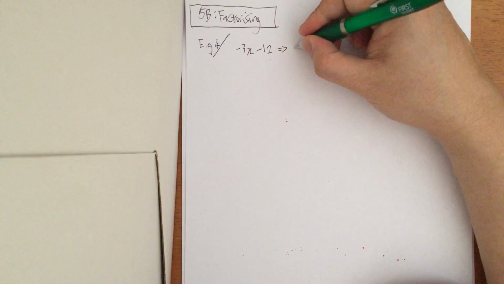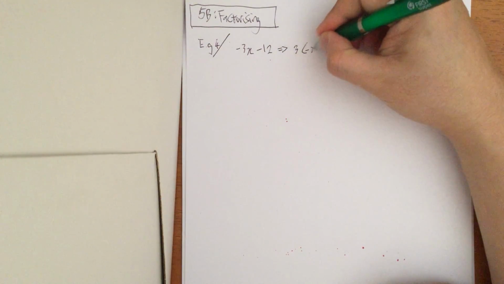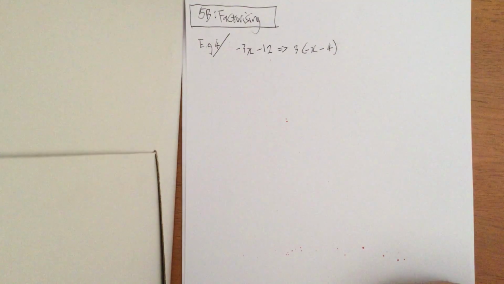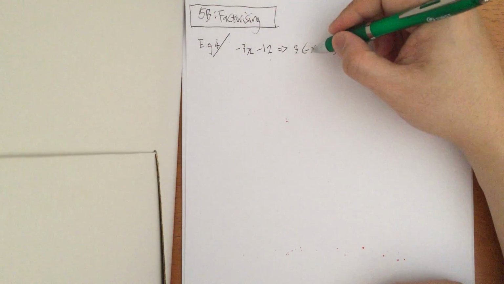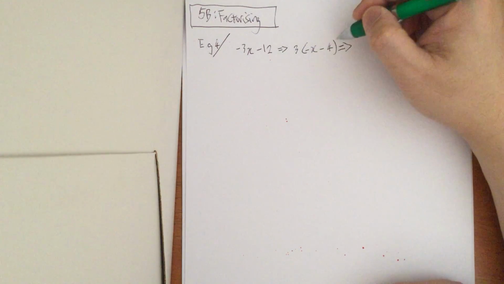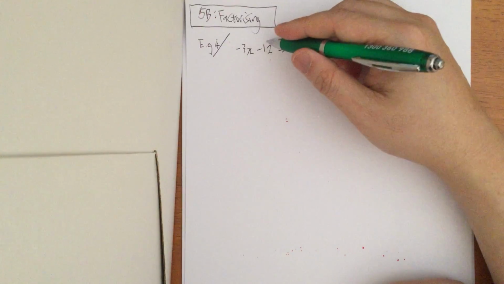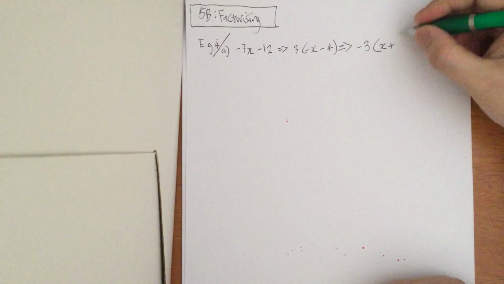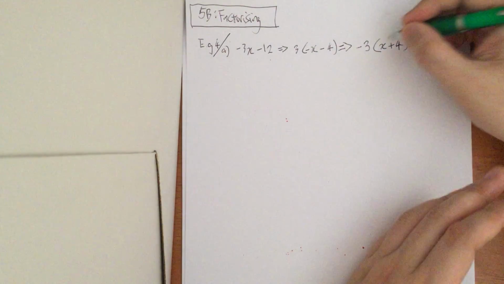I mean, if you take out a 3, you divide each term by 3. So you get a negative x minus 4. I mean, that's usually the first step if you're not too sure. But for those who actually recognize, well, since at the moment there's still a negative sign in there, why don't you take out a -3? So you divide each term by -3, and you get x plus 4, because if you divide a negative number by a negative number, you change sign.